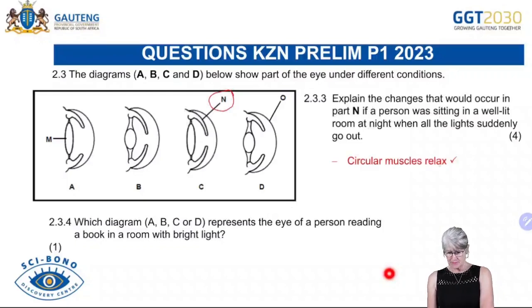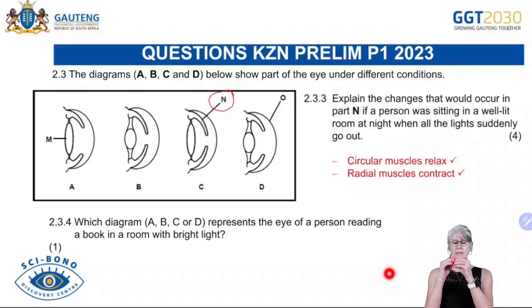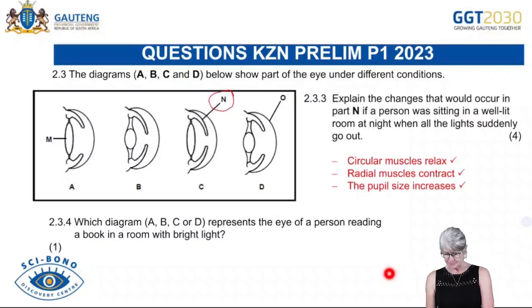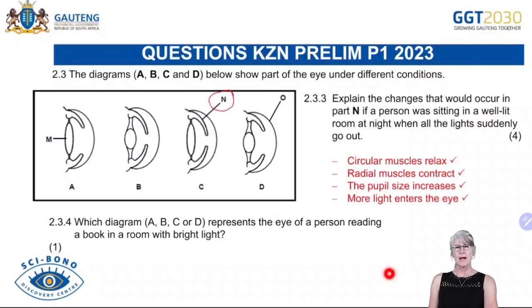The circular muscles relax and the radial muscles contract. Remember there was bright light, so my pupil was small because I didn't want to allow too much light in. Now my circular muscle must relax and the radial muscle is going to contract. When that contracts, it opens up, or dilates, the pupil to allow more light in. So the pupil size increases to allow more light to enter the eye.